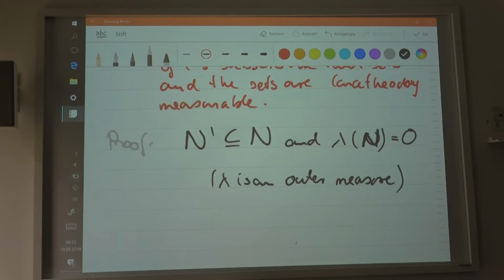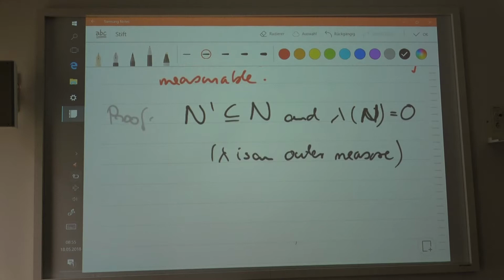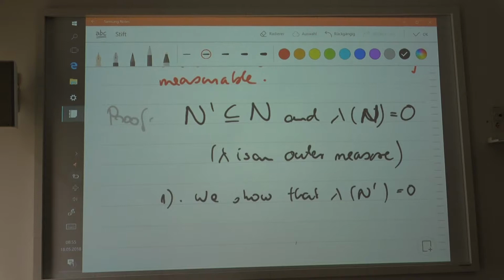You understand? Now I want to show you two things here. The first thing we need to show is that the outer measure of N prime is also zero. That is not true for all subsets of null sets in terms of measures, you remember that, for instance the length function and the subset of the Cantor set. So in this case we show that, and the second part of the proof will be that we show that N prime is Carathéodory measurable.